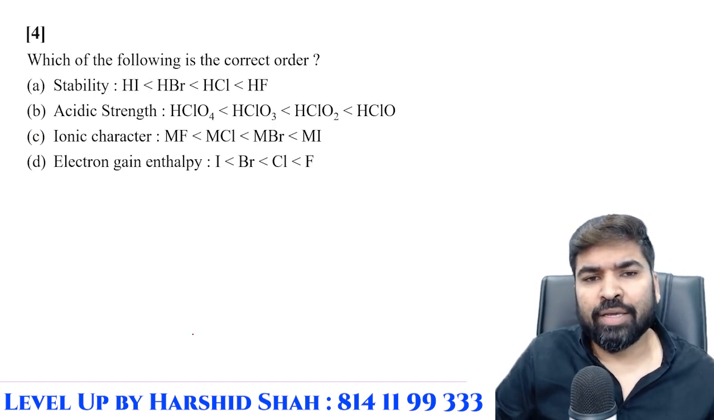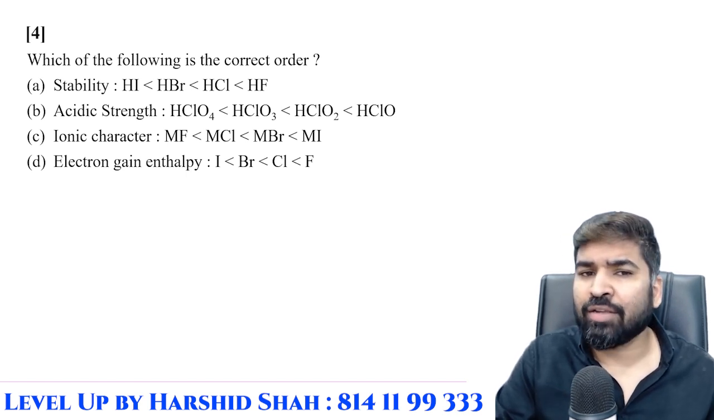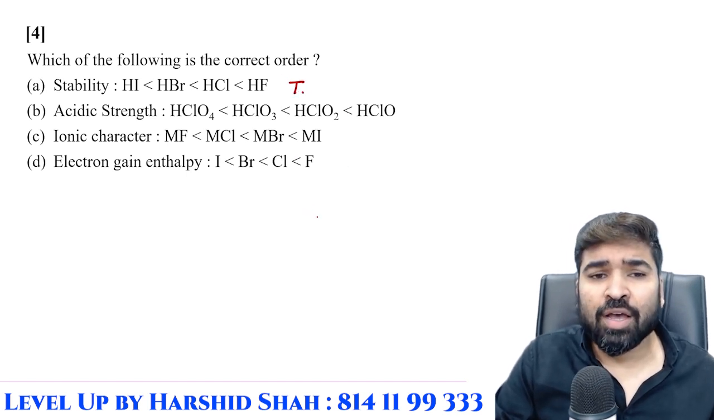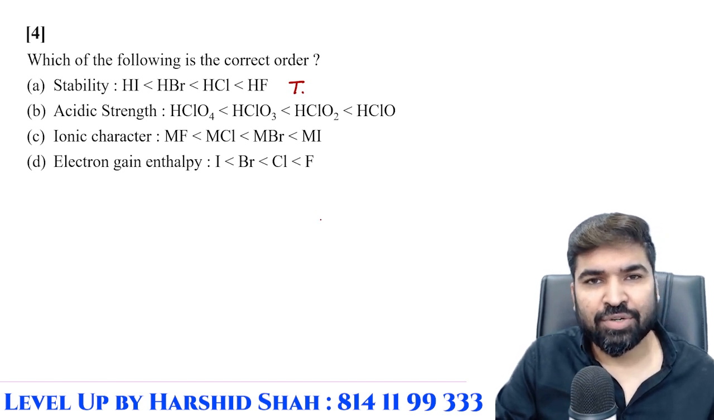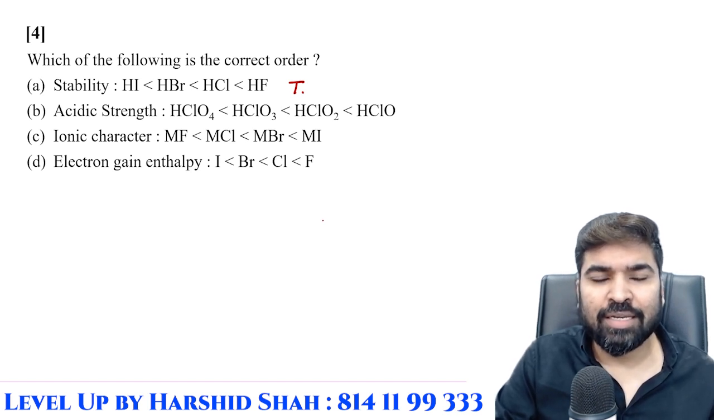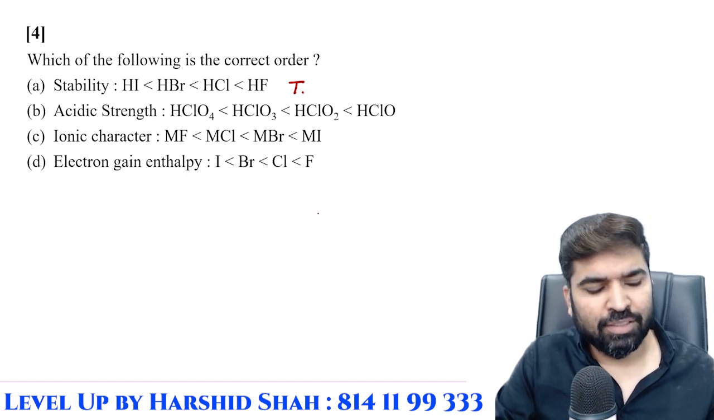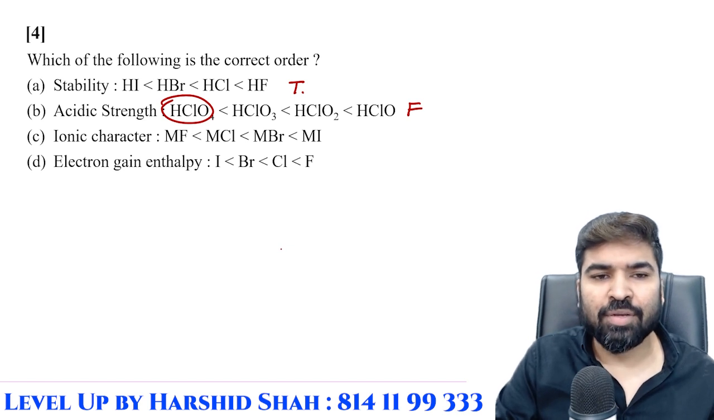Which of the following is the correct order? The stability, of course, HI, HBr, HCl and HF. I guess this is the correct order, right? This is definitely true. Acidic strength, as the chlorine's oxidation state gets higher and higher, the acidic strength gets higher and higher. So HClO4 would be having the higher acidity as compared to HClO3, HClO2 and HClO. So definitely this is false, because HClO4 should have the maximum acidity.